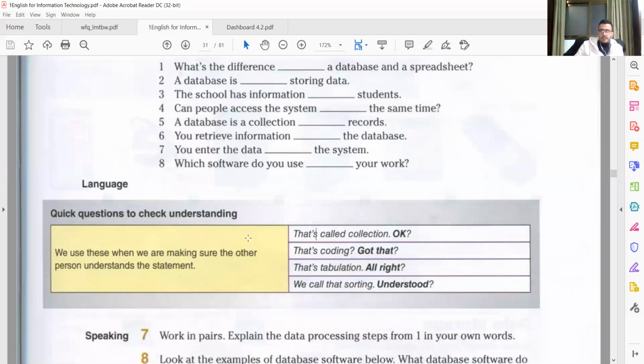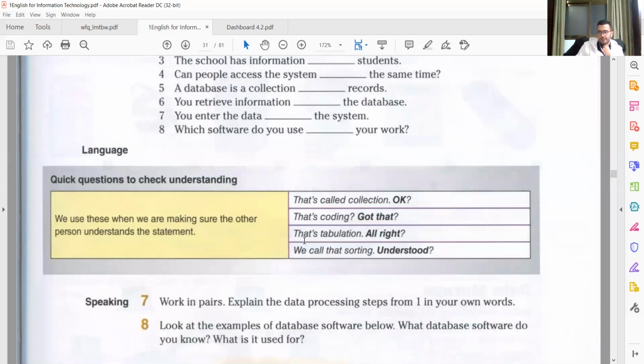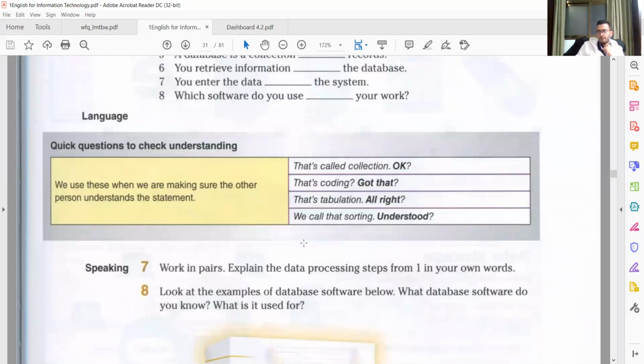Okay everyone. So why do we use them? We have four examples here. Why do we use them? We use them to make sure that the other person understands the statement, understands what we said. Like the word okay in Arabic. Did you understand me? Understood.